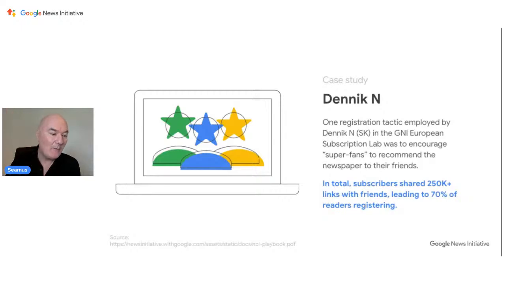I know that on some of the websites that I work on, we actually hand out badges, virtual badges that people can put on their websites. They can be proud to say, I'm a super fan of a certain newspaper, for example. So it's that sense of community as well, this whole reaching out. So in total, as you can see there, the subscribers sharing 250,000 links more than with friends. And as you can see there, this was fantastic, phenomenal. This 70% increase in the number of readers who were actually registering in the end.